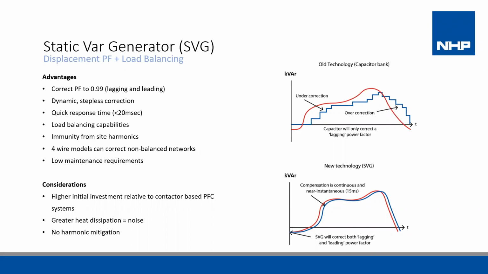Very quick response times, as mentioned, 20 milliseconds. They have load balancing capabilities and immunity from site harmonics as stated up to 40%, but please check with the manufacturer's recommendation or product specification. 4-wire models can correct non-balanced networks, which is an often overlooked feature. Very low maintenance requirements, requiring a general clean every few months.